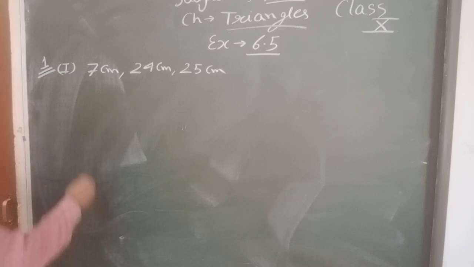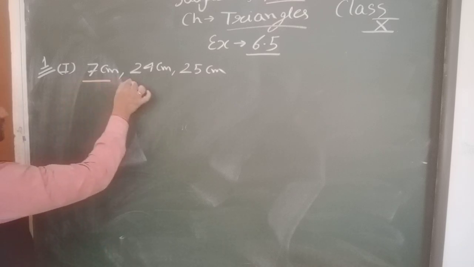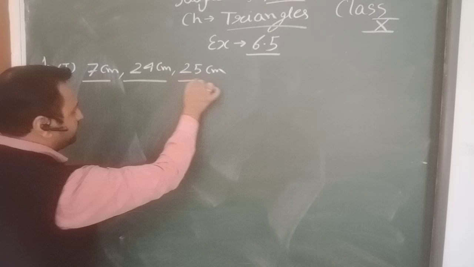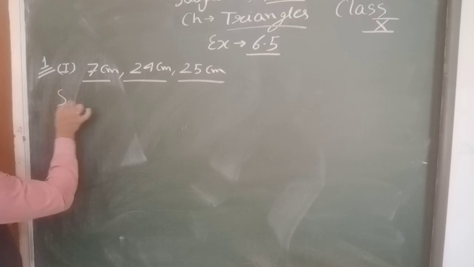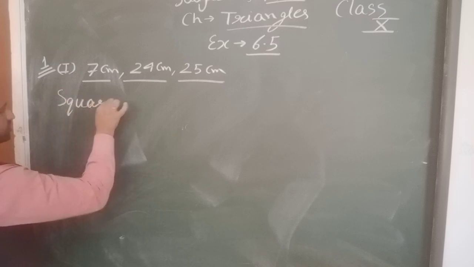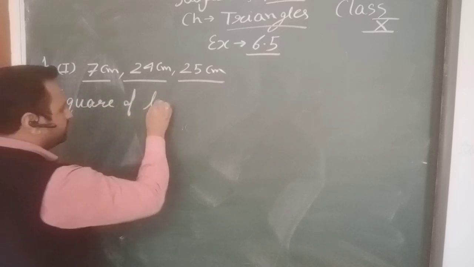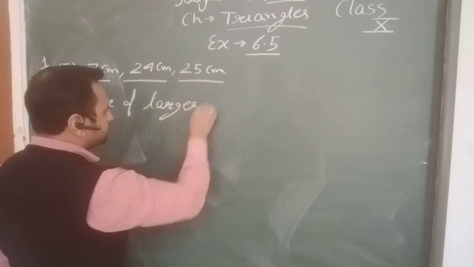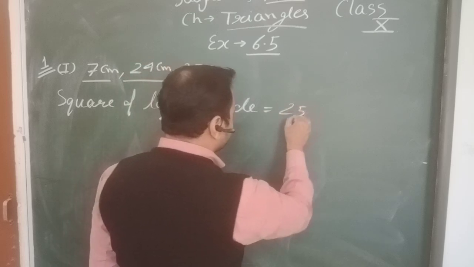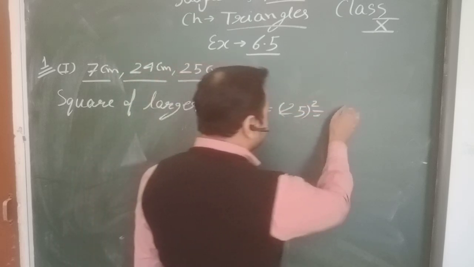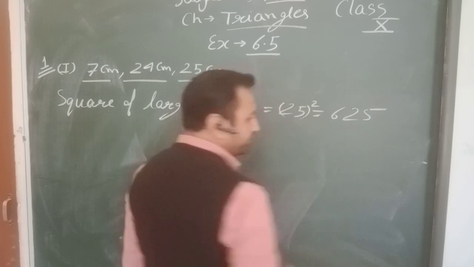So we just note down the first part: 7 centimeter, 24 centimeter and 25 centimeter. These are the sides of a triangle and we have to consider whether it is a right angle triangle, yes or no. So what is the procedure? Firstly, the square of the largest side, जो सबसे बड़ी वाली साइड है उसका स्क्वायर, it means 625.